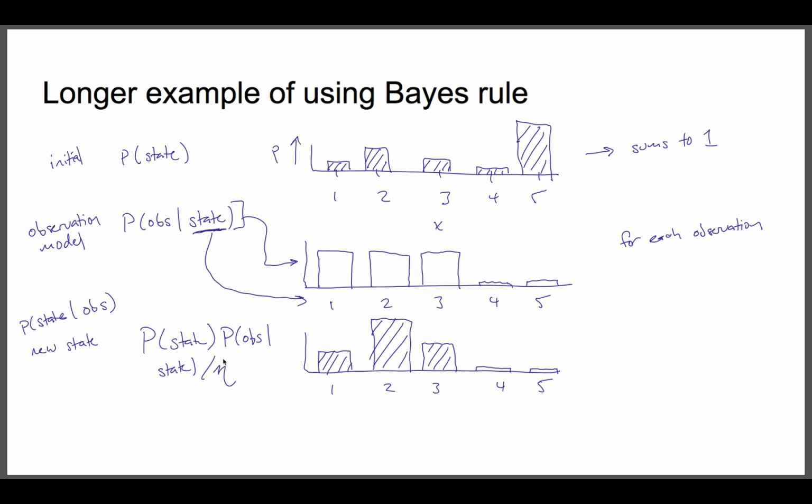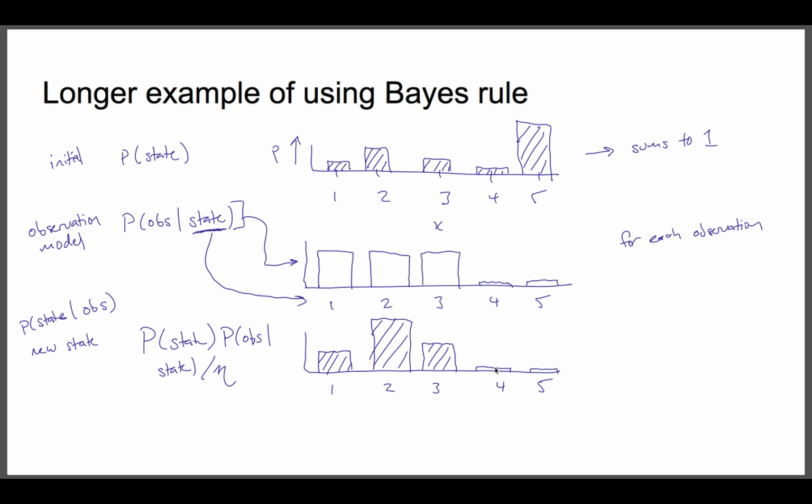And the way you get your new state, your posterior, is you use Bayes' rule, right? P of state given observation is proportional to P of observation given state times P of state, and then here's the proportionality constant. Qualitatively, what's happened is that the values of state for which the observation was probable become more probable, and the values of state for which the observation was not very probable become less probable, right?